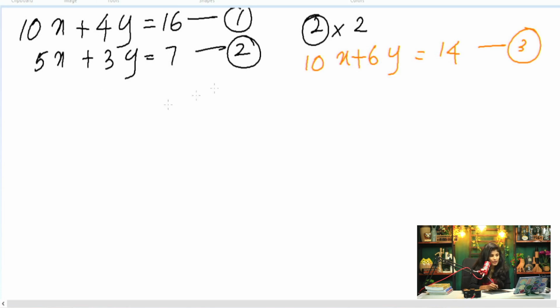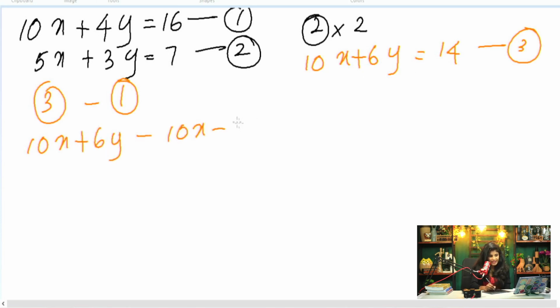So what we can do is, 10x is positive in both equations, so I have to take the difference. So I will subtract 1 from 3. Now first is 3: 10x plus 6y minus 10x minus 4y equals 14 minus 16.